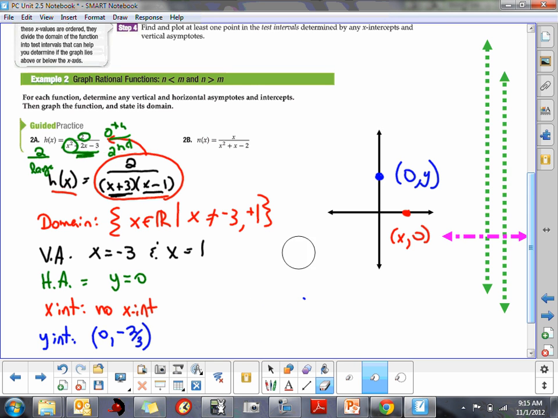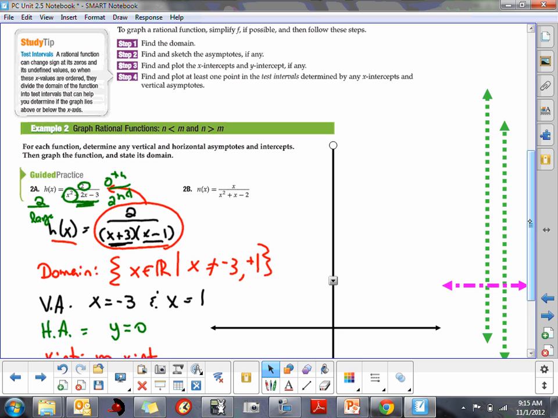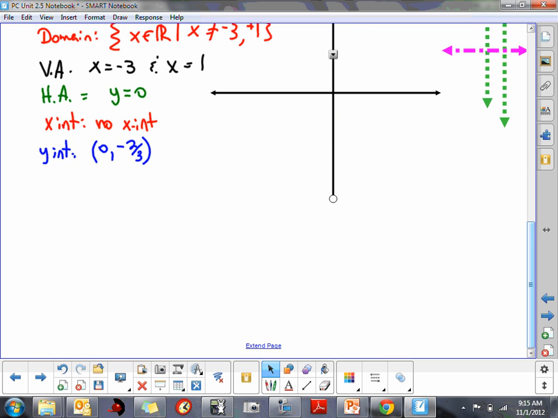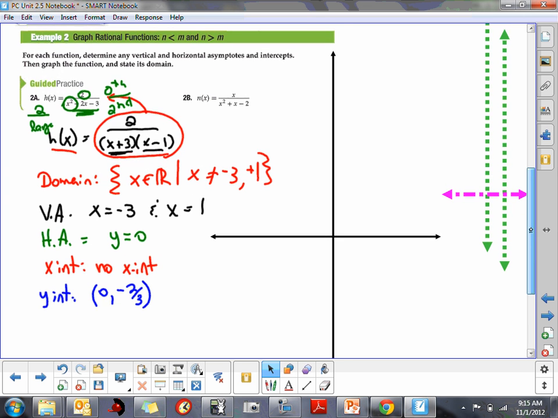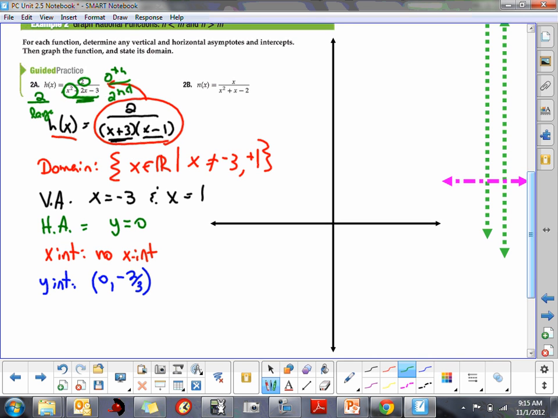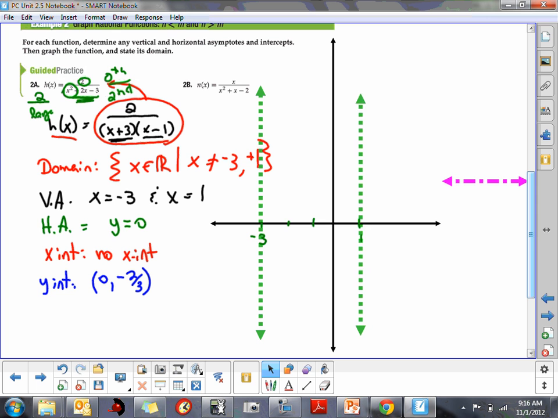Throw off a little space here, and increase the size of the x and y axis. Okay. First thing we do is we put in the location of the two vertical asymptotes. There's a vertical asymptote at negative 3, so we've got 1, 2, 3. We're going to drag one over there. There's a vertical asymptote at 1. So vertical asymptotes at negative 3 and positive 1.